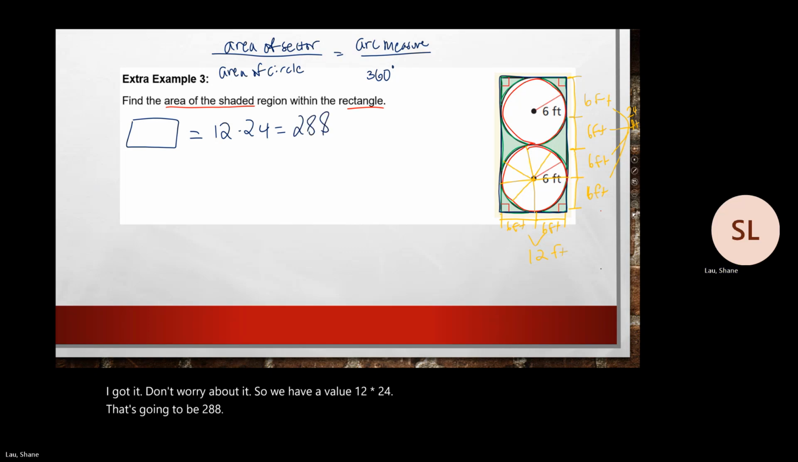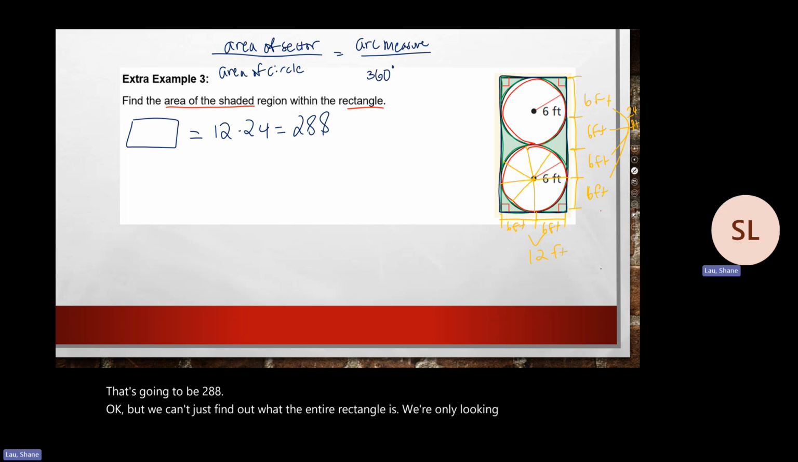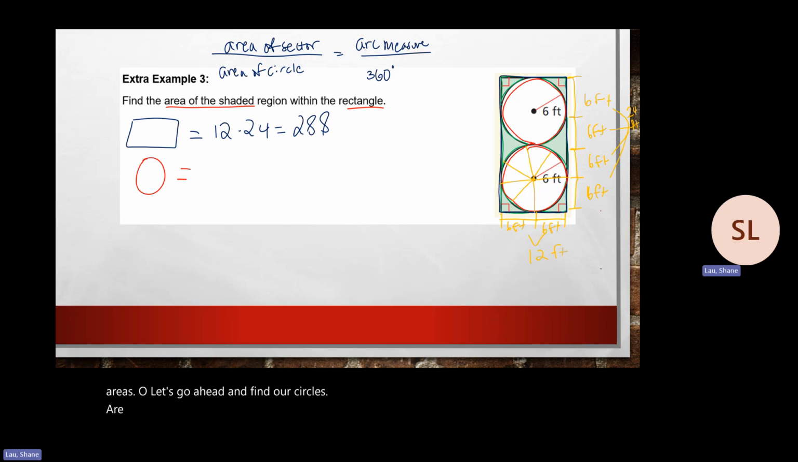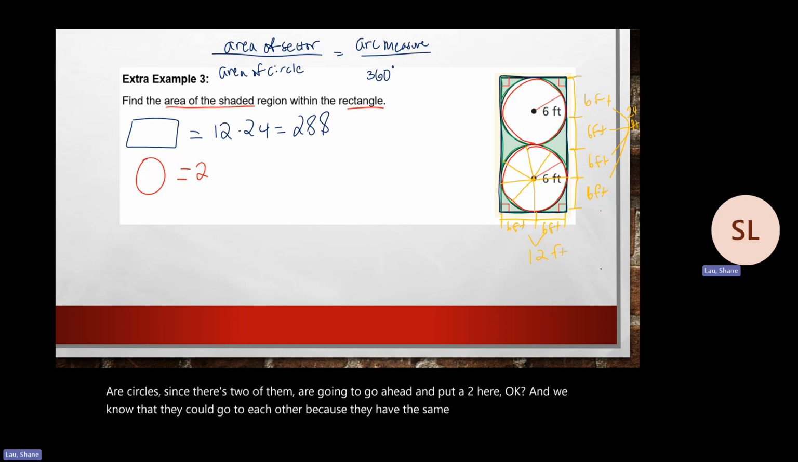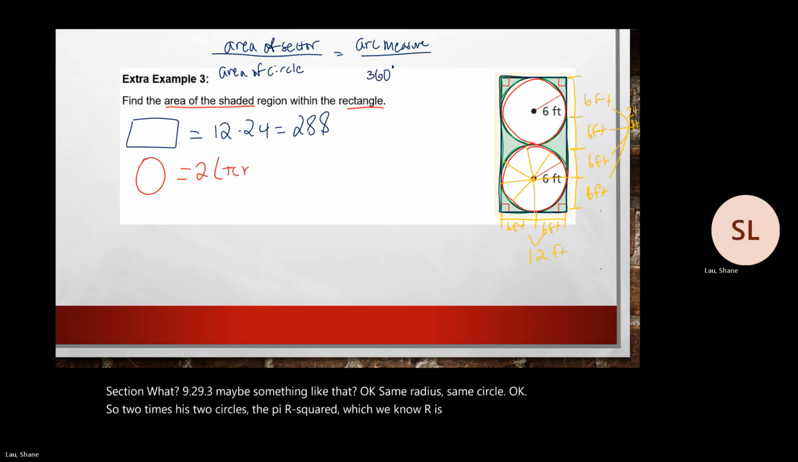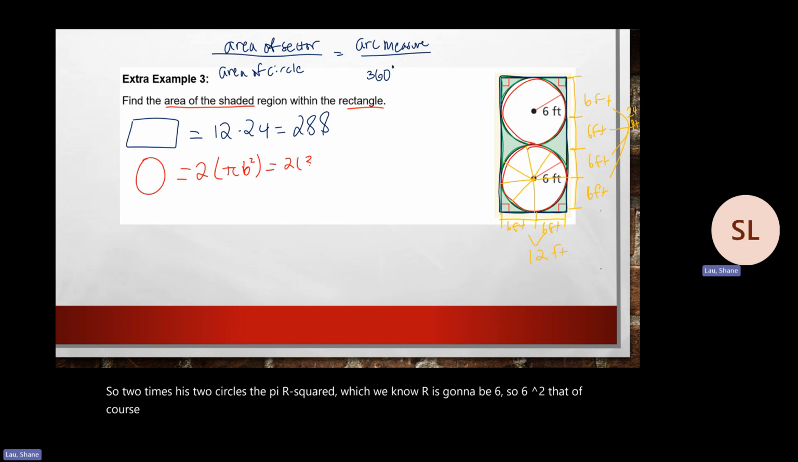But we can't just find out what the entire rectangle is. We're only looking for the shaded areas. So let's go ahead and find our circles. Our circles, since there's two of them, we're going to put a 2 here. And we know that they're congruent to each other because they have the same radius. That was way back, section 9.2, 9.3, maybe something like that. Same radius, same circle. So 2 times, because there's 2 circles, pi r squared, where r is going to be 6. So 6 squared. That, of course, is going to equal 2 times 36 pi.